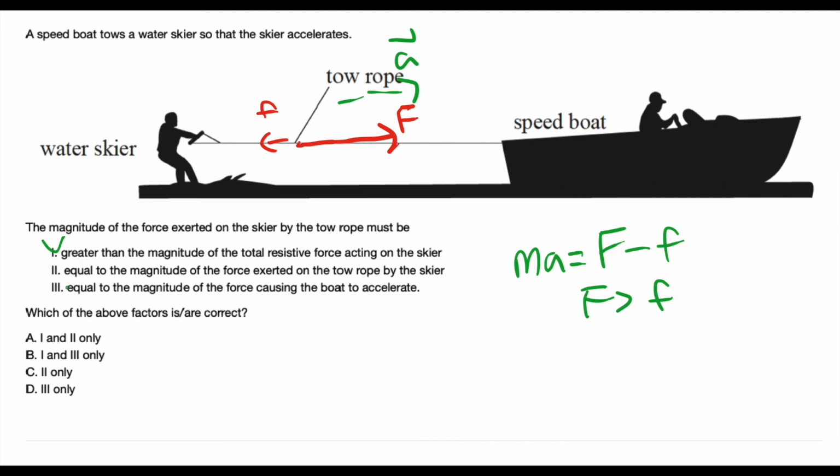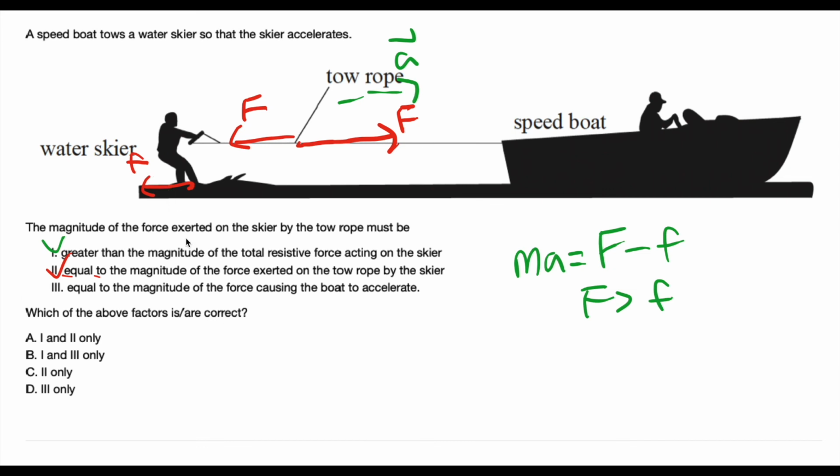The second one says equal to the magnitude of the force exerted on the rope by the skier. So this is also correct because tension is the same throughout a string. To be more specific, the frictional force f shouldn't be drawn here. It should be here. Right. So this is where friction comes from. And this force here is the tension in the string. So they are equal to each other. So this one is also correct.